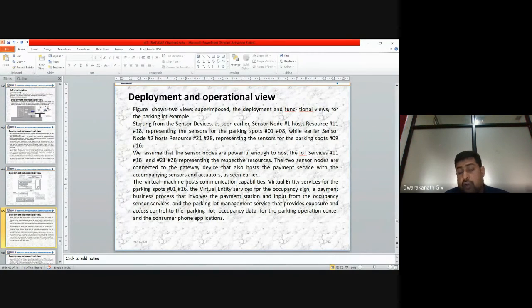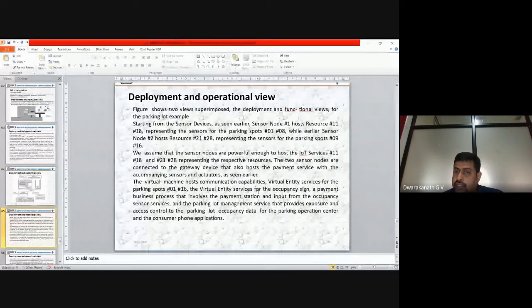Now you come to the virtual machine, your mobile way of working. The virtual machine hosts the communication capabilities and virtual entity services for parking spots 1 to 16. Virtual means from the mobile itself I will book, even though the vehicle will not be there. Until I come, it should be booked and should not be allocated to others.